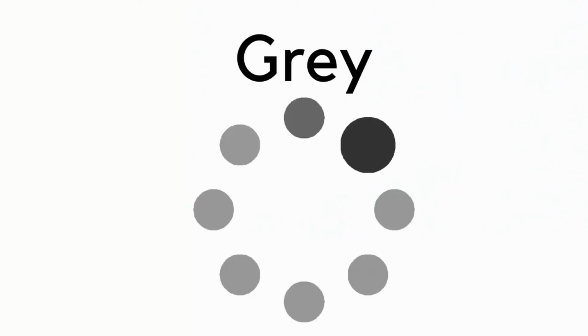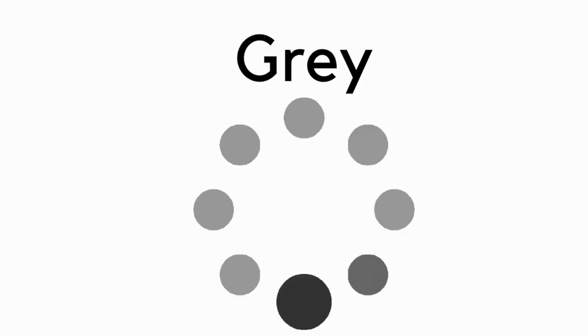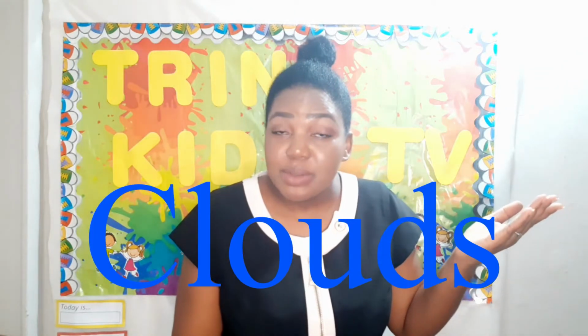Our color of the day today is the color gray. You get gray by mixing white and black together. Can you think of something that might be gray? Clouds in the sky might be gray, especially on a rainy day. Yes, there are lots of gray things, right?